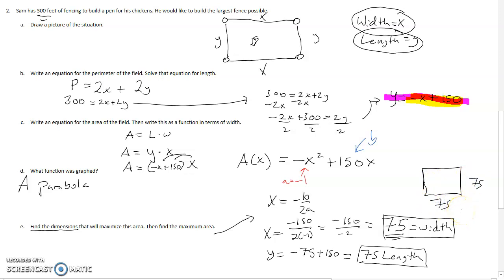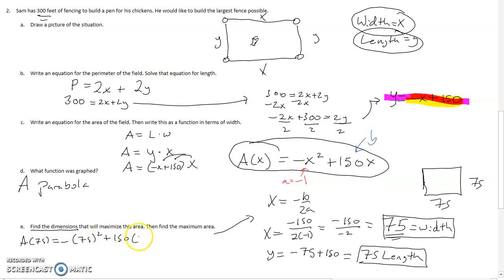Now, how do we find the area? There's actually two ways we could go about this. We could plug 75 right here into the area function. So we can do A of 75, which is equal to negative 75 squared plus 150 times 75. And when I work that out, I get 5625 feet squared. We want to put a unit on this. Actually, we should probably put a unit on everything. So make that 75 feet, 75 feet. Let's make that feet squared.